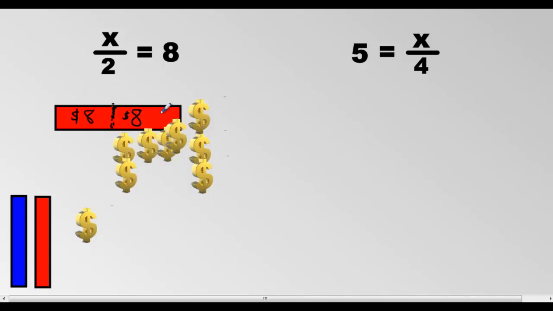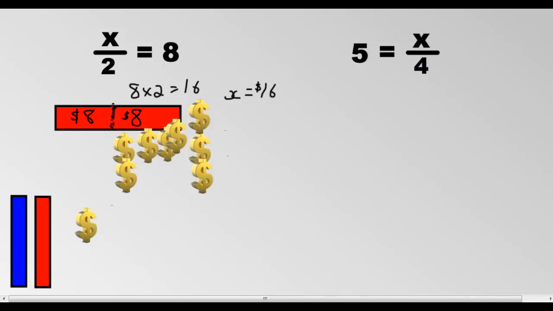This is the full thing. It's worth $16. 8 times 2. It is 8 times 2 equals 16. That's it. X equals 16. In this case, $16.